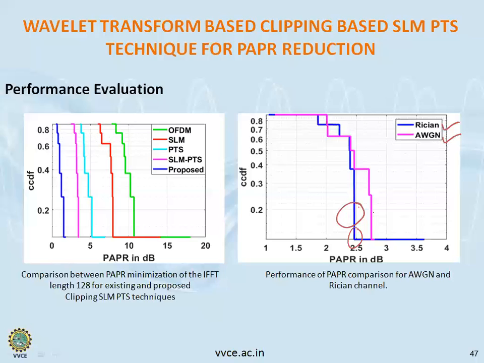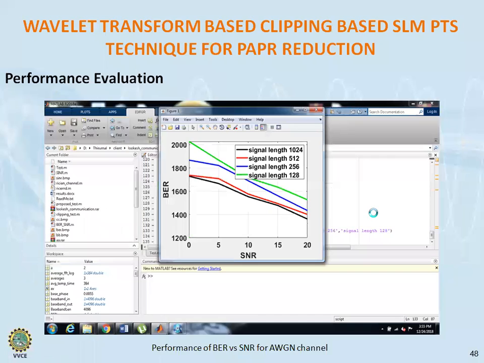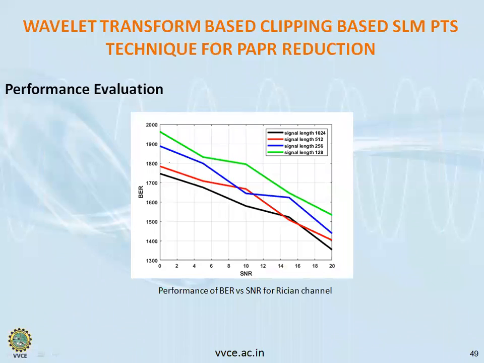That has happened because of the combination of SLM, PTS, and clipping. Now this is the analysis of different signals, 1024 and so on. With respect to signal to noise ratio and bit error rates, what I wanted to say here is that implementation of selective mapping and partial transmission with clipping will reduce the PAPR. Once the PAPR is reduced, the bit error rate, signal to noise ratio, and intercarrier interference values will be minimized, which improves the efficiency.